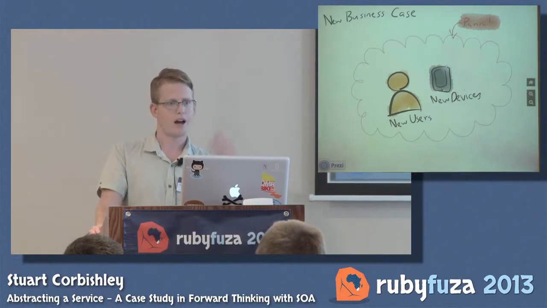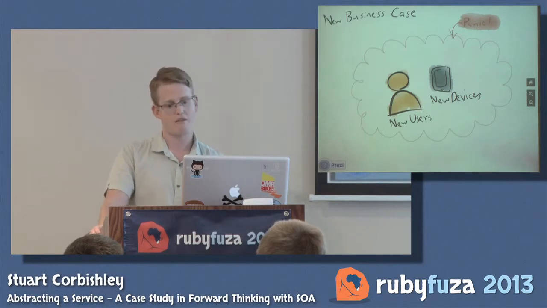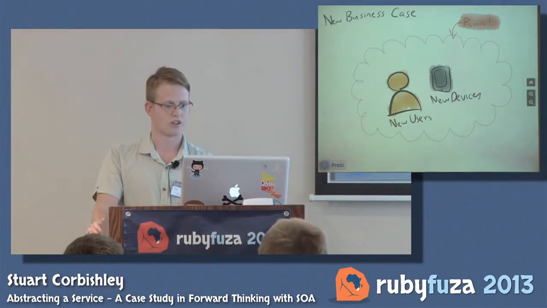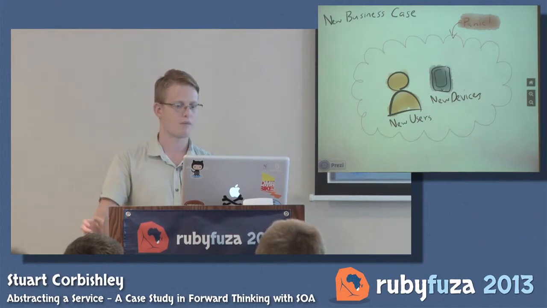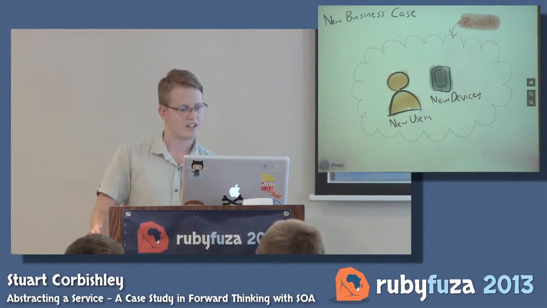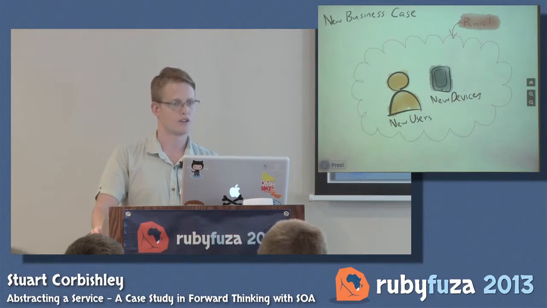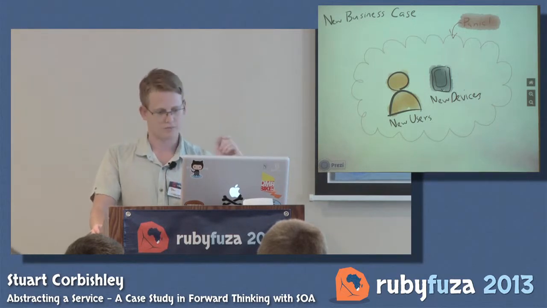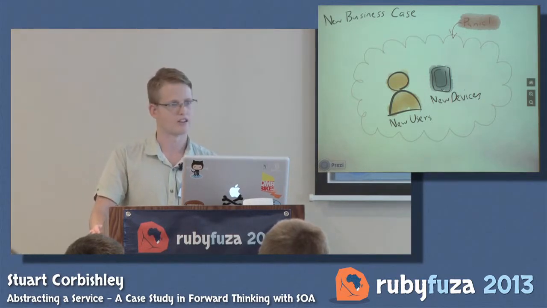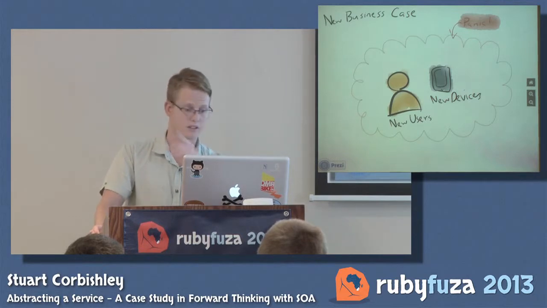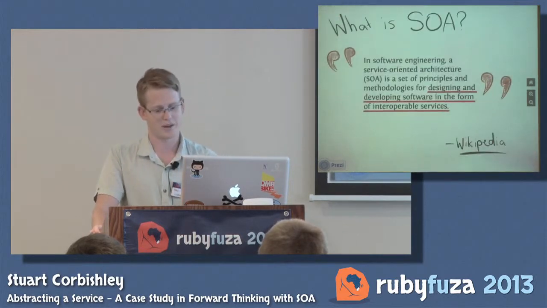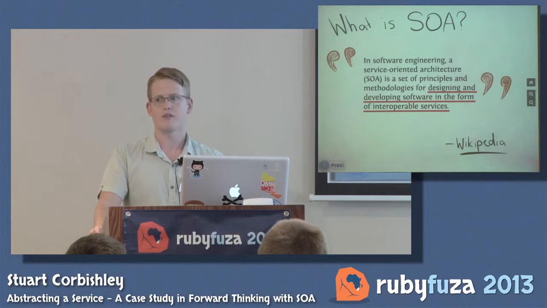I know Jacob yesterday described everything that my talk doesn't describe, so that worked out pretty well. But I'm going to re-describe what service-oriented architecture is. Blah, blah, blah. Designing and developing software in the form of interoperable services. And at least my pronunciation was spot on. I could not say that about six times outside, ten minutes ago. Thank you, Wikipedia. But what does that mean for us as developers?